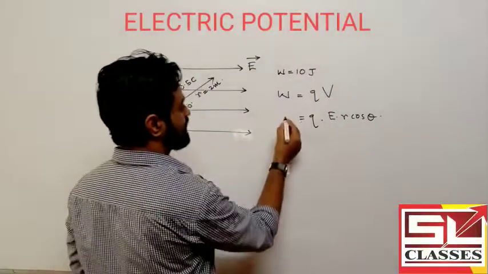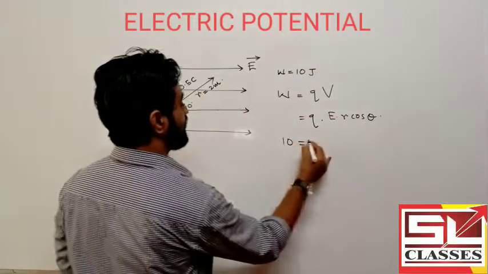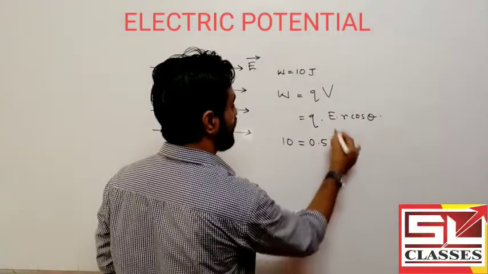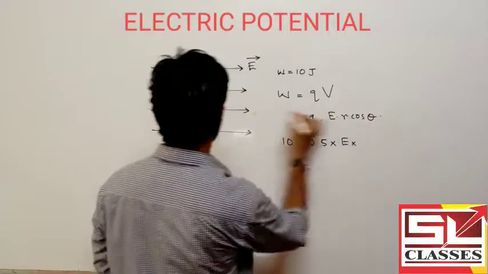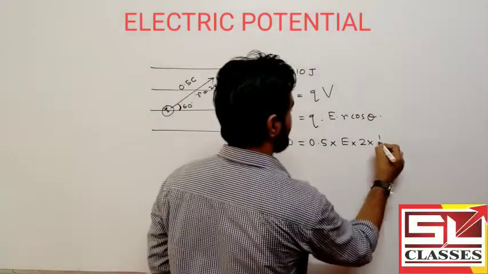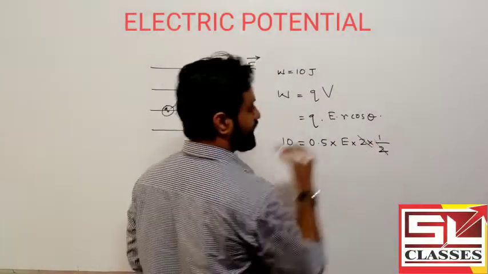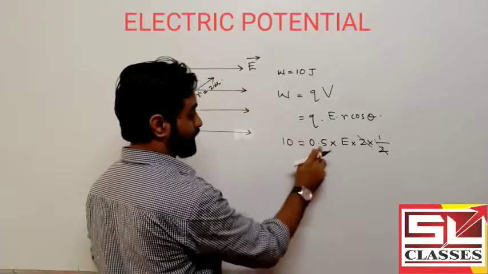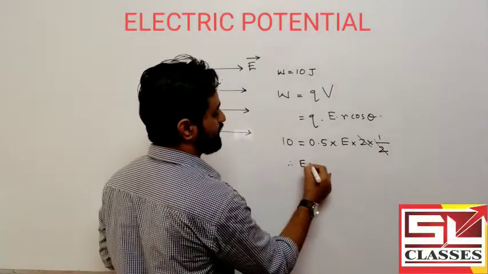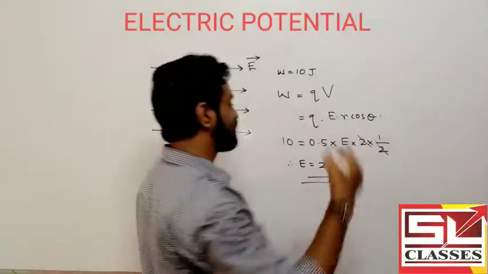Here the work done is given as 10 joule, so you can substitute 10 is equal to Q, that is 0.5, into E, the electric field we have to find, into R, the distance 2 meter, into cos 60, that is 1 by 2. So what do you get? We can cancel this 2 and 2. Electric field E is equal to 10 by 0.5. Therefore, E is equal to 20 Newton per Coulomb. That is the answer for this question.